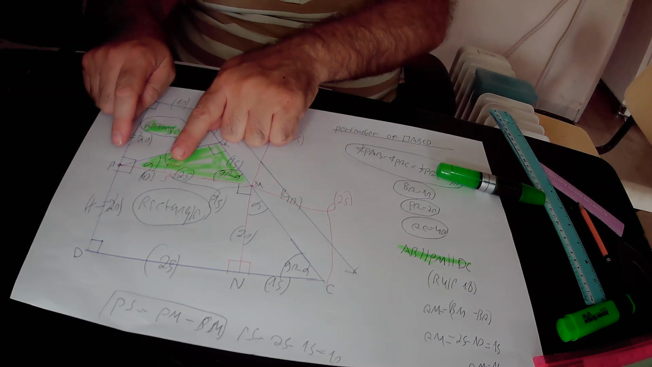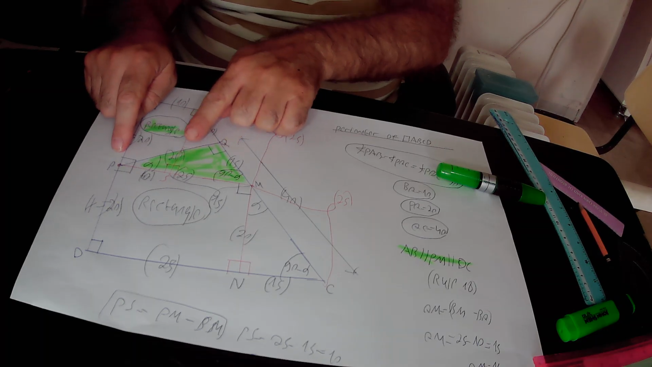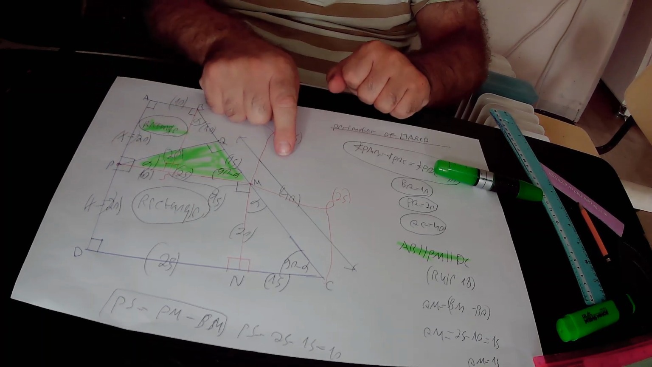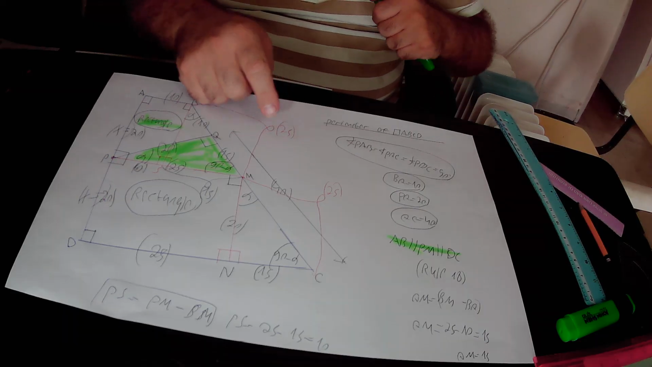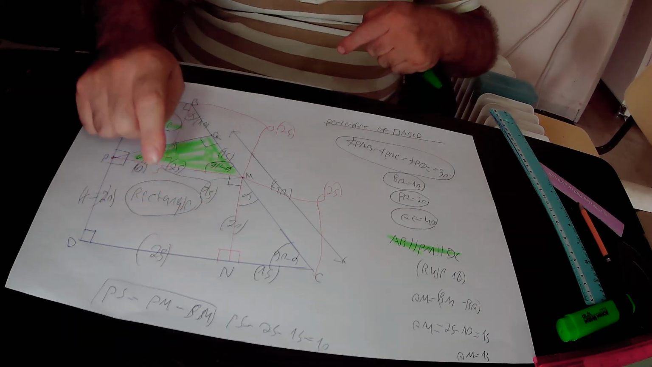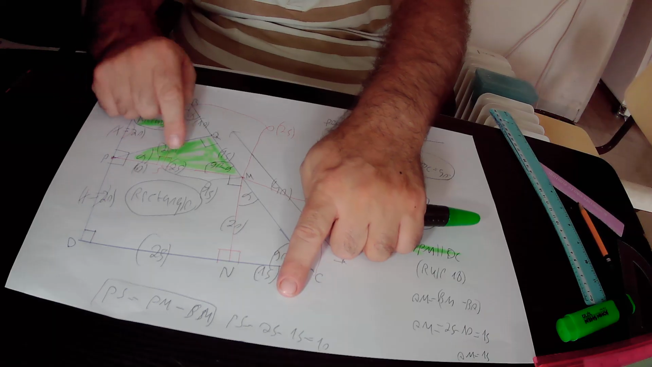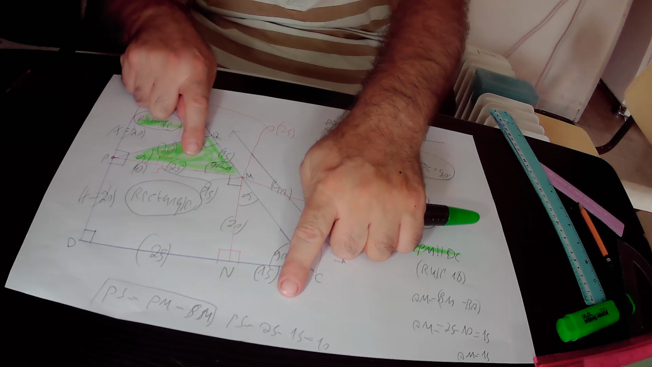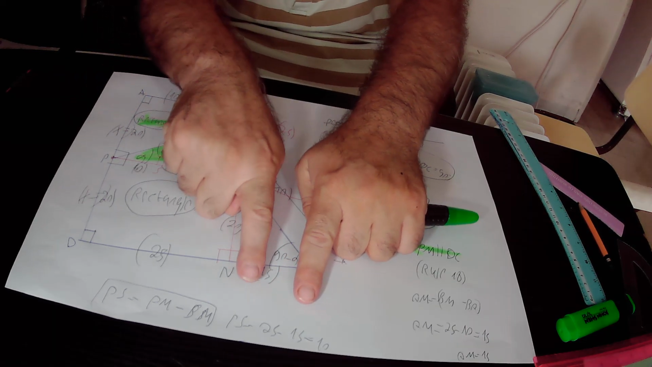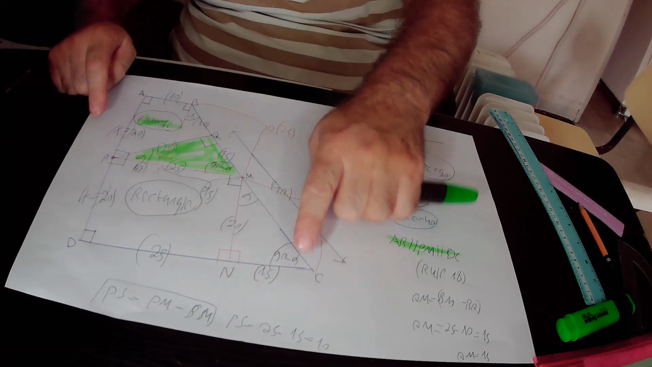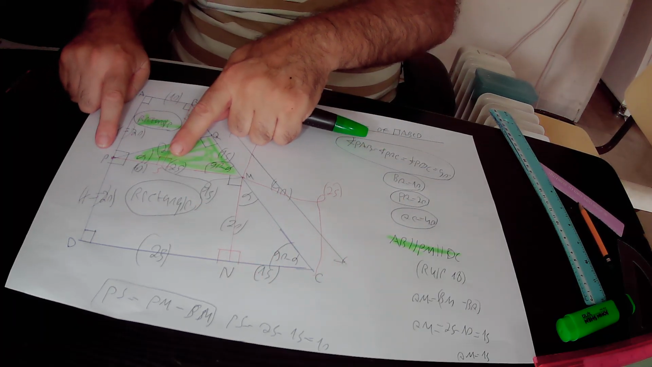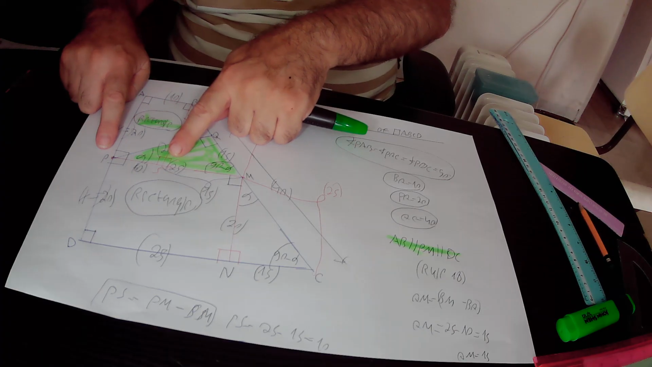What is the length of this missing line segment PS? PS equals PM minus SM. So PS equals PM, that is 25, minus SM, that is 15. So in total, PS equals 25 minus 15, that is 10. This is the missing side PS. It equals 10 units in its length.